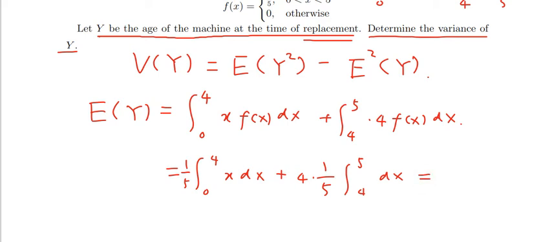So this is 1 over 5 times the integral of x, which is half of x squared, plus the second part, which is just 4.